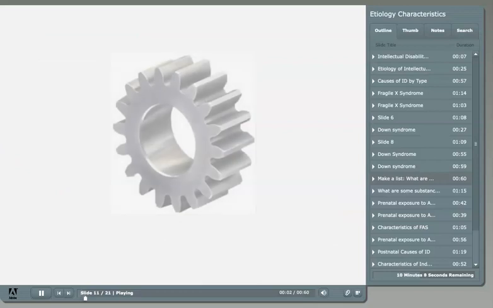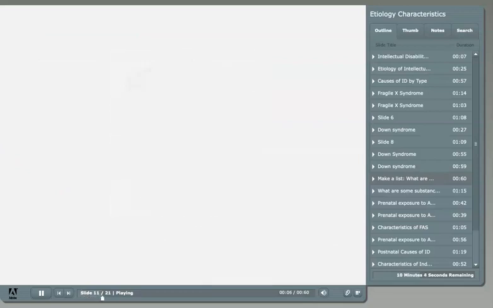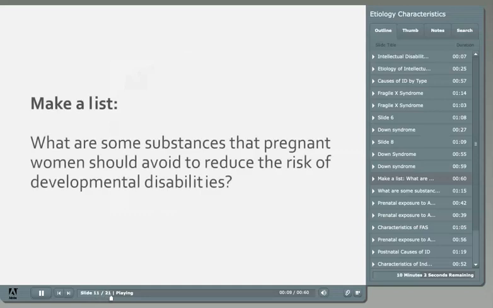Let's switch gears and talk about fetal alcohol syndrome now. Alcohol is not the only thing pregnant women should avoid ingesting. So what are some substances that pregnant women should try to avoid to reduce the risk of having a child with an intellectual disability or related developmental disability? Take a minute and see if you can come up with a list.